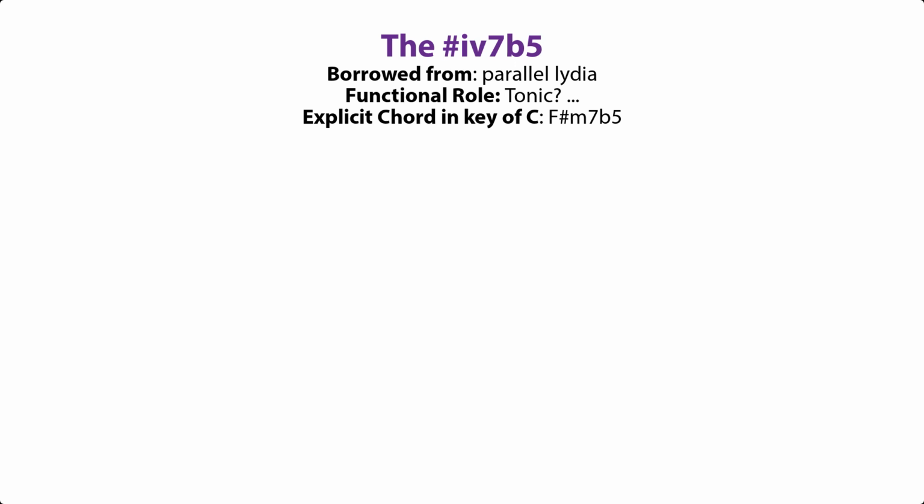The 4th degree in the key of C major is an F. Sharpening it gives us an F sharp. A minor 7th would mean an F sharp minor 7th. And as noted, we flatten the 5th, so we'd get an F sharp minor 7th flattened 5th. This chord is made out of the notes F sharp, A, C, and E.